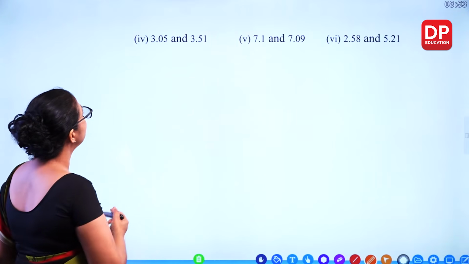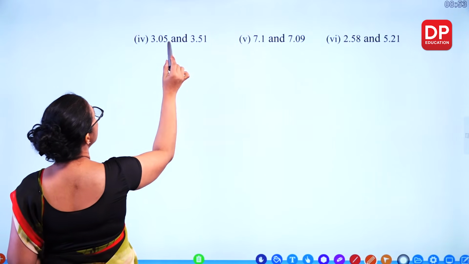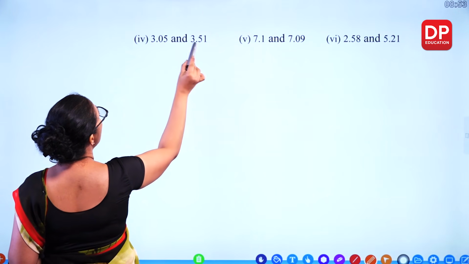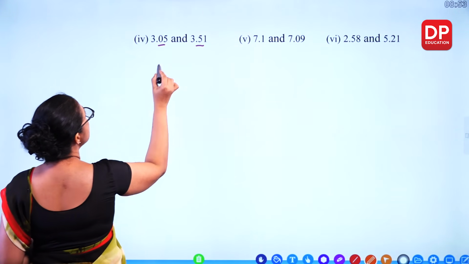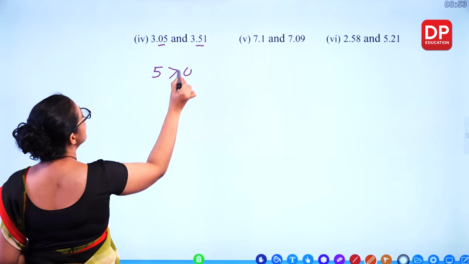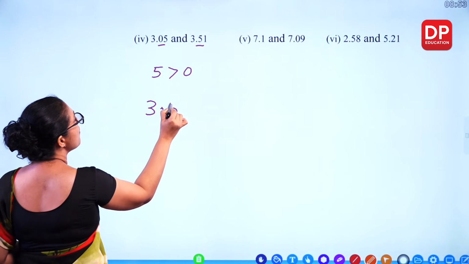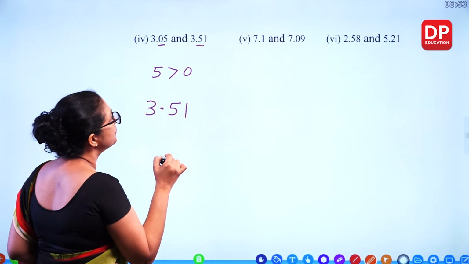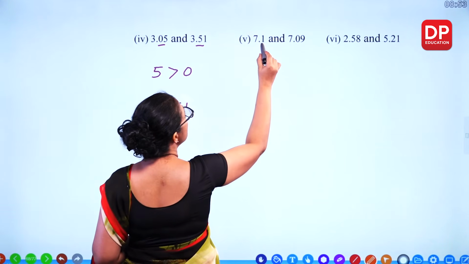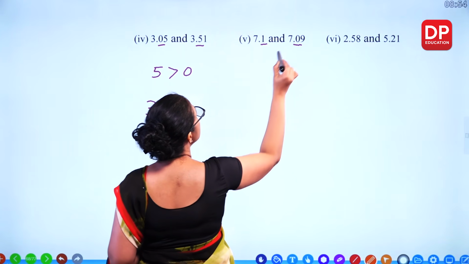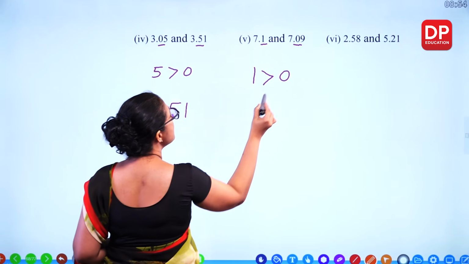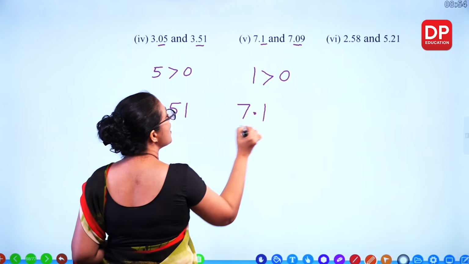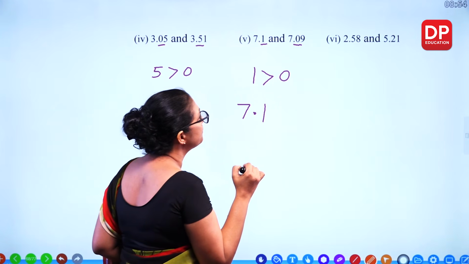Compare these two. 3 is the same. Next digit, 0 or 5. 5 is greater than 0. So that means 3.51 is the greater value. These two, 7 is the same. Then next digit, 1 or 0. 1 is greater than 0. That means 7.1 is the greater value.